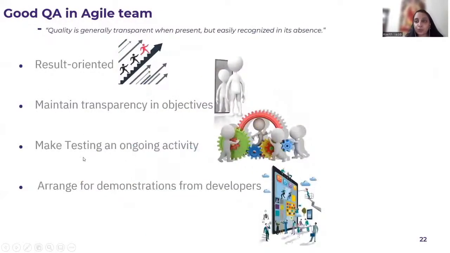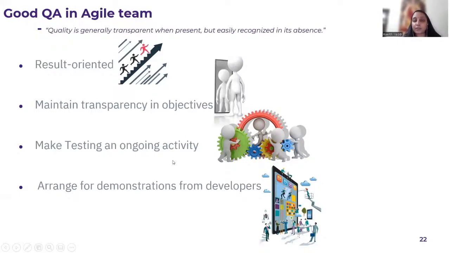So these are a few good QA qualities we expect in any QA team. These are a few things which every QA should possess. QA should be result oriented, with shorter goals and shorter targets. QA should understand the scope of testing and provide quality results as output. Maintaining transparency in your objectives and goals is really important to ensure you are on the right track.